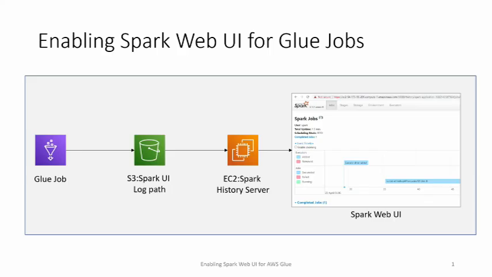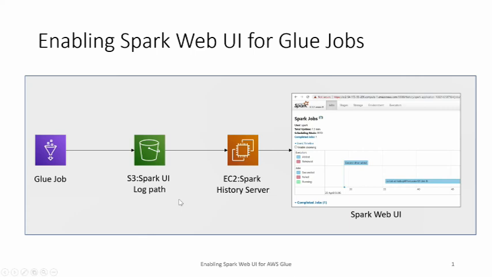Let us see how to enable Spark Web UI for Glue jobs. Out of the box, Glue does not provide a web UI to visualize the Spark event log. To enable the web UI, we have to set the property at the Glue job level to output the Spark event log into an S3 bucket.